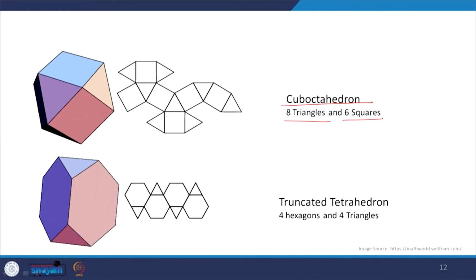So we have the cuboctahedron, which is made of 8 triangles and 6 squares. At each point we have 4 surfaces meeting, and out of these 4 surfaces we have 2 squares and 2 equilateral triangles. When all of these come together, what we get is a cuboctahedron. So overall we have 14 surfaces only here.